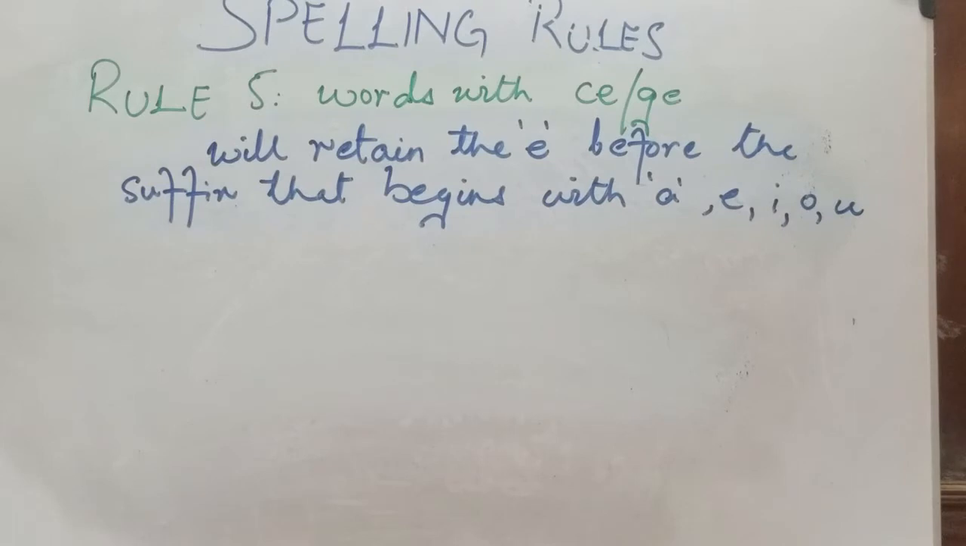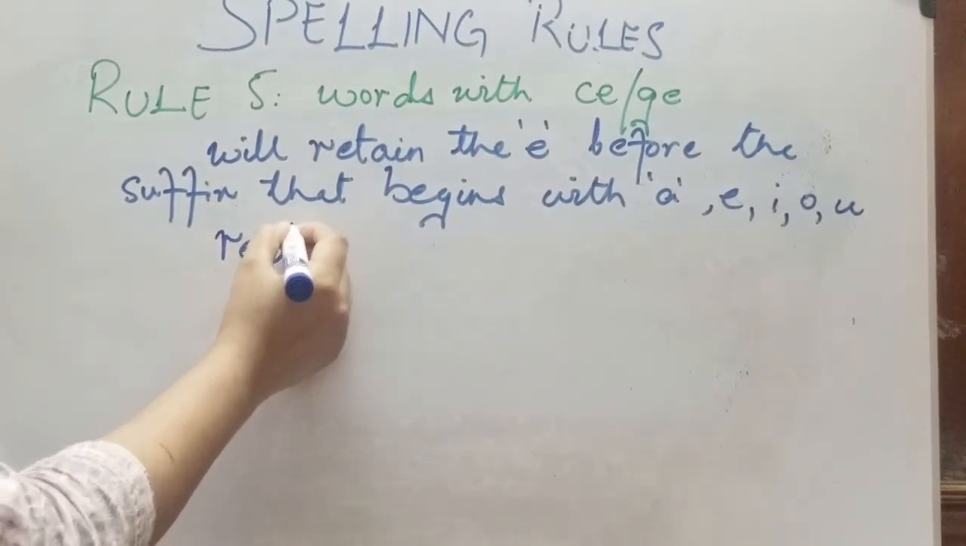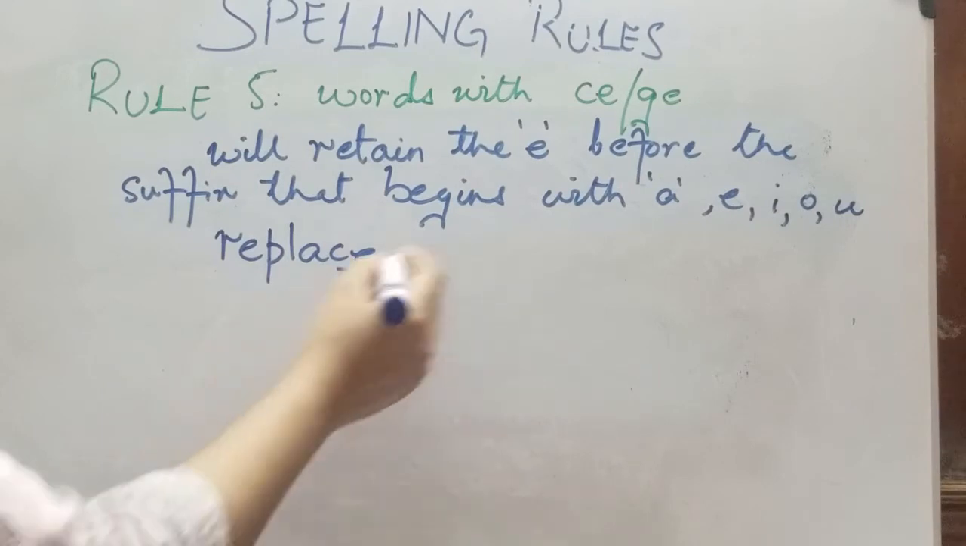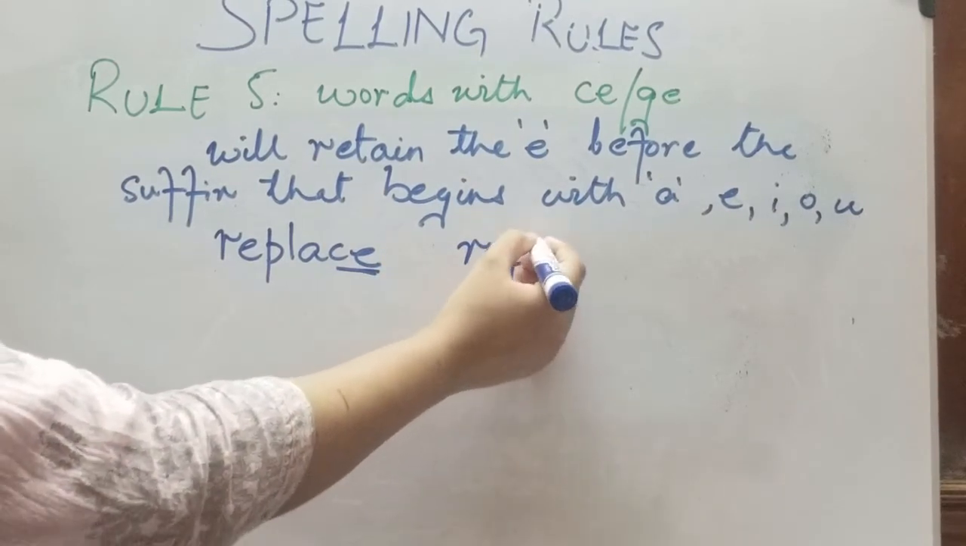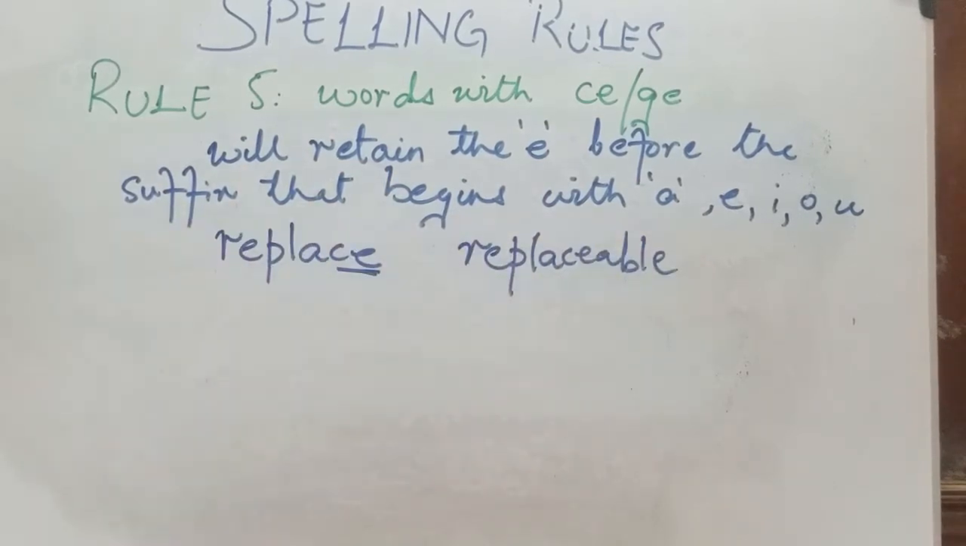Now, rule number 5 says that if you have words that end with either CE or GE, they will retain the E. That means you will have E over there before the suffix you are going to add that begins with your vowels, right? So, like for example, let me give you an example. Replace. See, we are having CE over here. It will remain over there when you are having this rule that ends with CE or GE. So that becomes replaceable. You cannot omit this E over here, right?